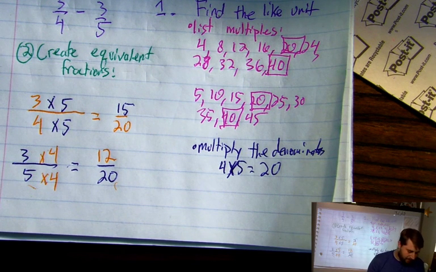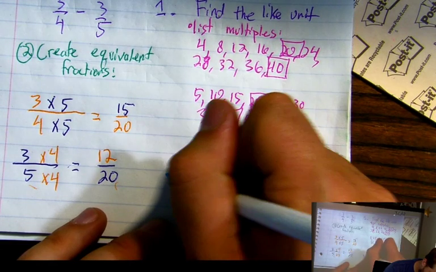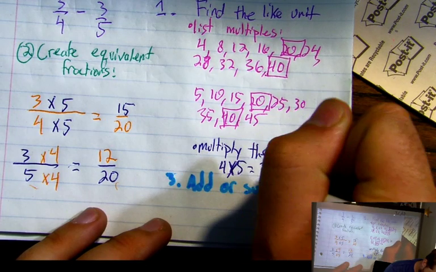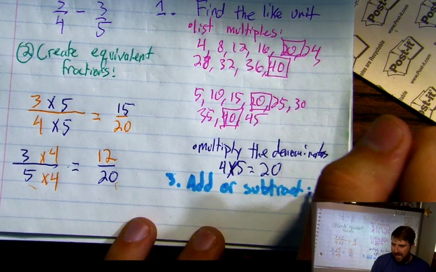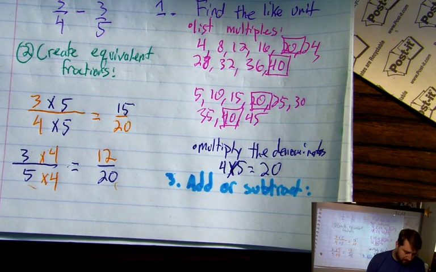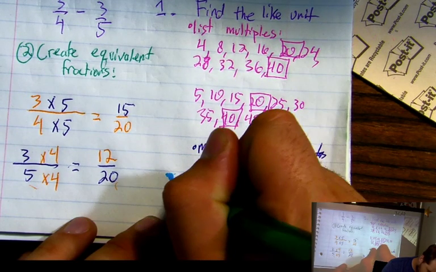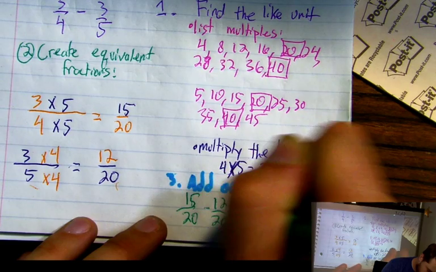So our last step, today it'll be subtracting, but because this works for both, our third step is going to be add or subtract. And then simply what we'll do is we'll say 15/20ths minus 12/20ths, and our answer is 3/20.